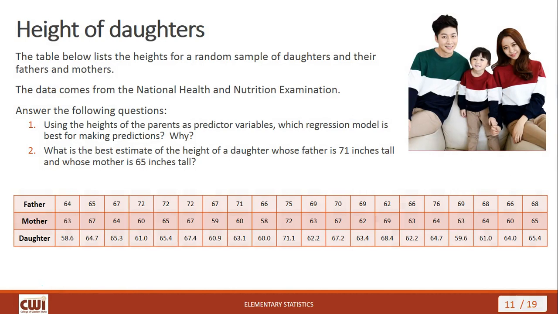Here again is our data set. We're going to answer the following questions to determine which model is the best one. So we're using the height of the parents as predictor variables to find out which regression model is the best for making predictions, and we're also going to say why it's the best one. Once we have that best model, then we're going to say what's the best estimate of the height of a daughter when the father is 71 inches tall and the mother is 65 inches tall. So we're asked to figure out which model is the best one, and then we're asked to use that best model to make a prediction.